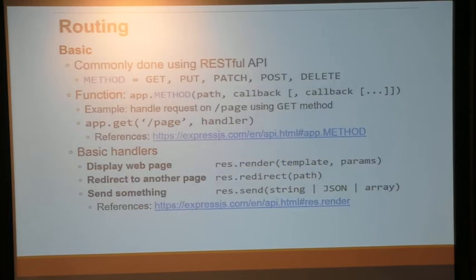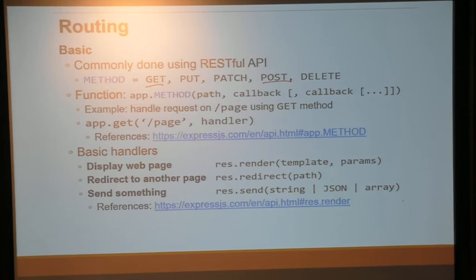Okay, so for routing, typically we will use the RESTful API. RESTful API means there are several methods. What I typically use will be just the get and the put. Okay, that's the old one. Actually no, get and the post. The two that I'm typically using will be the get and the post.